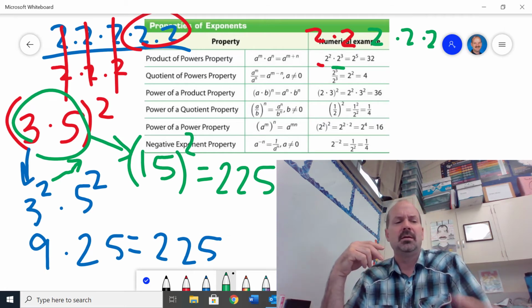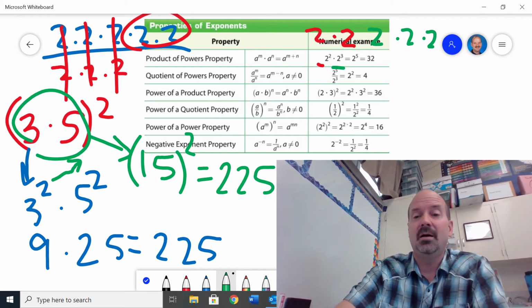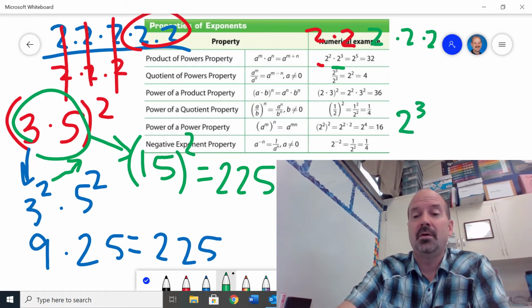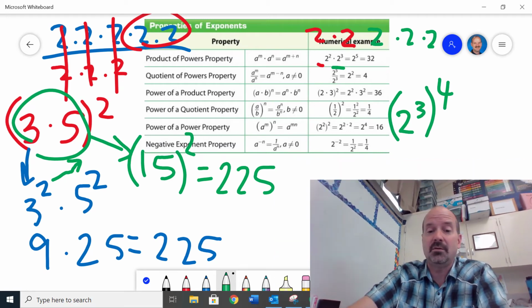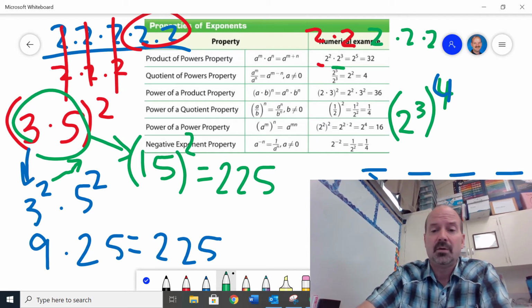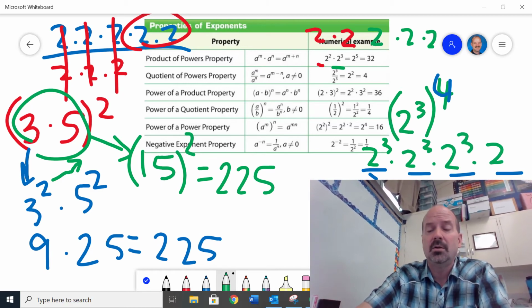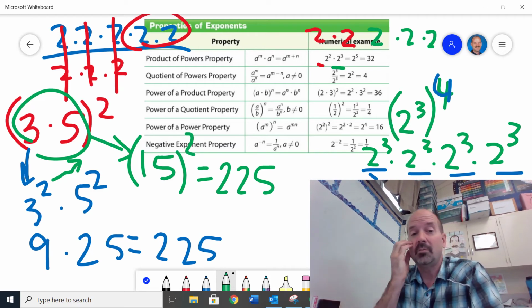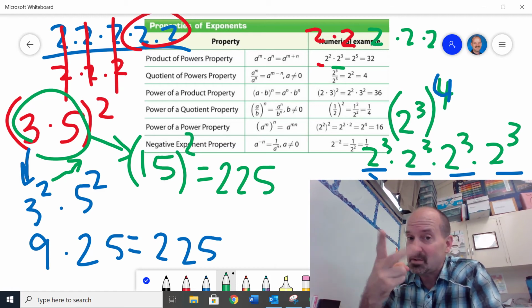Power of a power property, to me, this makes sense leading back to our earlier rules, because if you had, say, 2 to the third raised to the fourth power, that means I have 4 of those 2 to the third things. That's what this 4 out here means. So I've got 2 to the third times 2 to the third times 2 to the third times 2 to the third. But remember, from the product of powers property, if you're multiplying powers, you can just add the tops. So if I add 3 plus 3 plus 3 plus 3, there's a shortcut for that. 3 plus 3 plus 3 plus 3 is like 3 times 4. And that's the shortcut for this one.